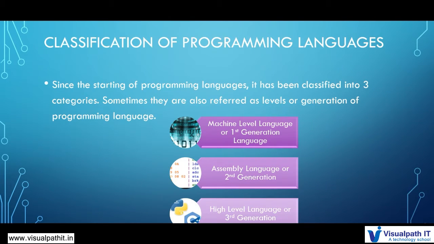So all computer programming languages are broadly classified into the following: the machine level language or first generation language, the assembly language or second generation, and the high level language or third generation of language. So what is machine level language? It is the lowest level and consists of binary numbers. It directly interacts with the computer system and requires very little time to execute, as there is no conversion taking place in the system.